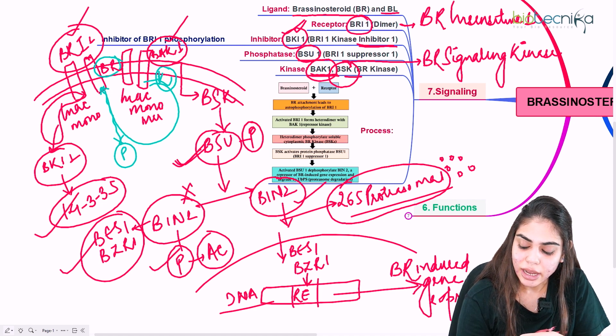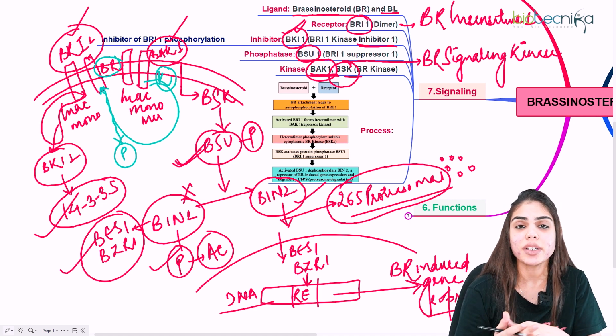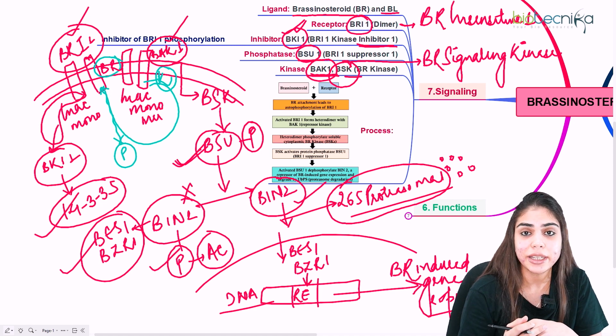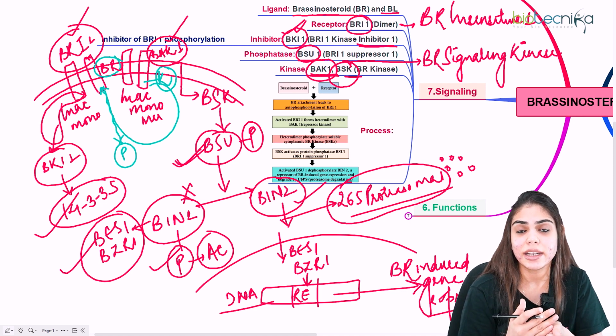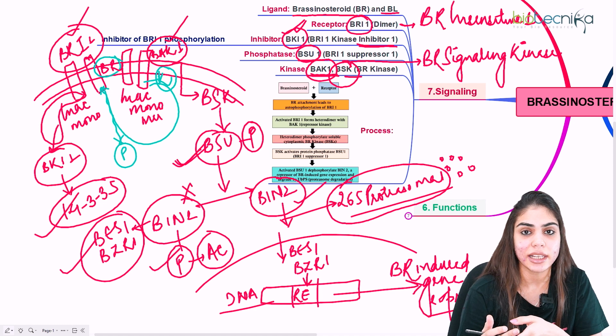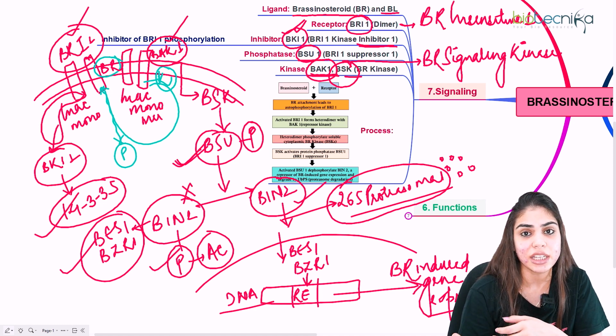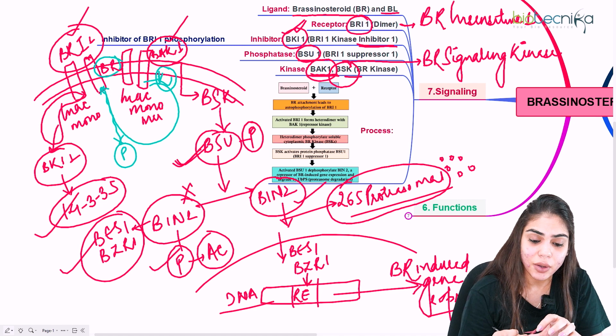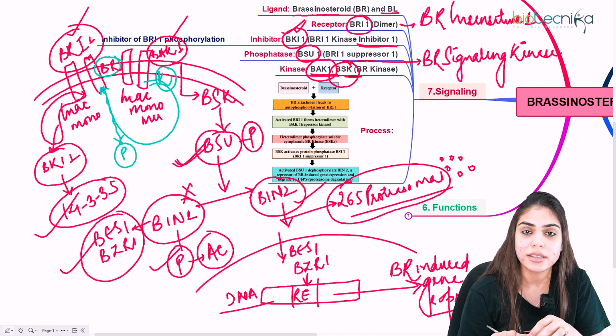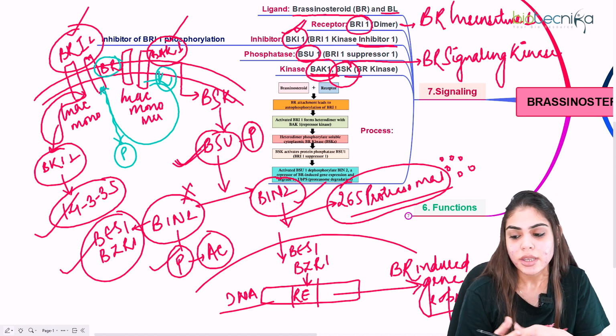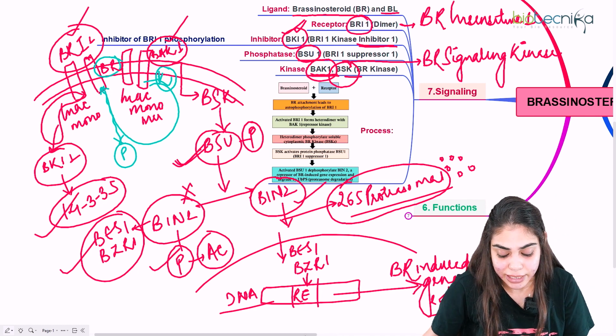So this is all about the signaling pathway. What's the type of the pathway that is happening in the case of brassinosteroid? It is serine threonine kinase signaling, where phosphorylation of kinases as well as dephosphorylation of many targets like the BIN2 protein happens. And phosphorylation of what is happening? Of BAK, BSK as well as BSU, which is a phosphatase for the target, that is BIN2. So this is all about the signaling mechanism.